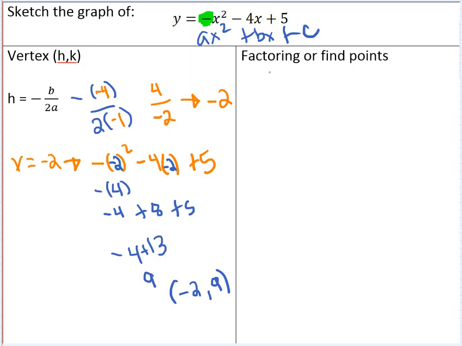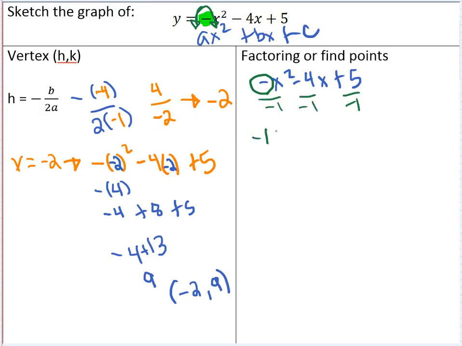Okay, so now we're going to take a look at negative x squared minus 4x plus 5. And we're going to find our roots by factoring. Okay, so we take a look. I do not like the negative 1 here in this case. I like it up here because it tells me it opens downward. But here it means I have to factor it out. So I'm going to factor everything by negative 1.